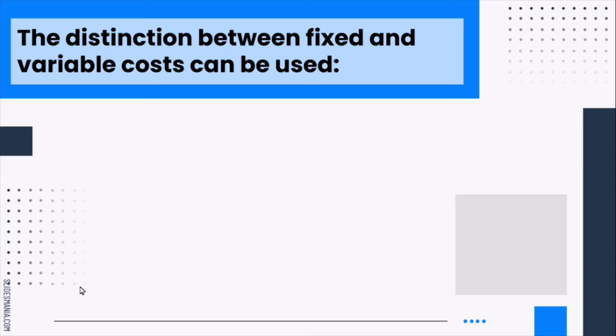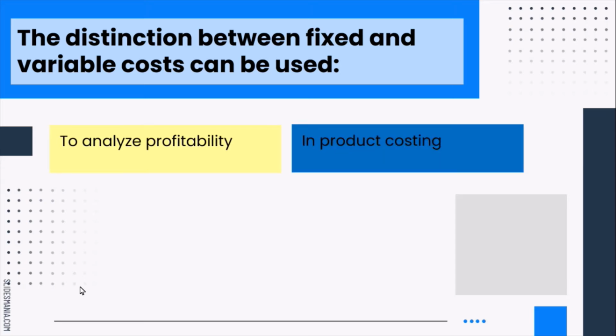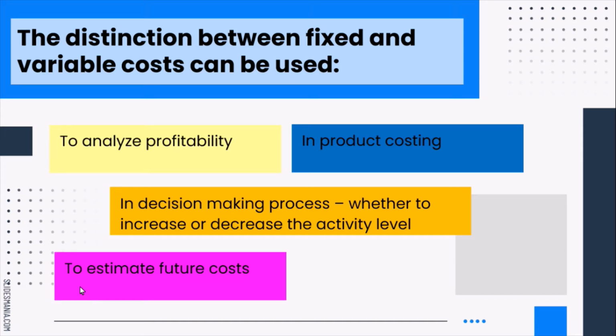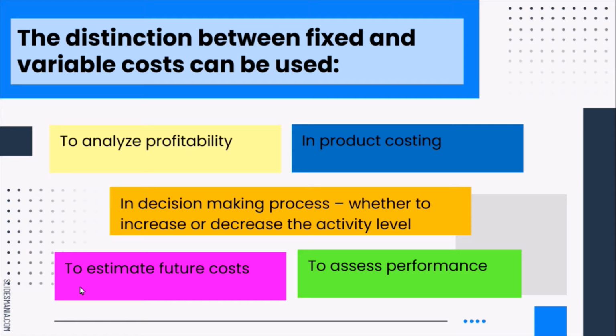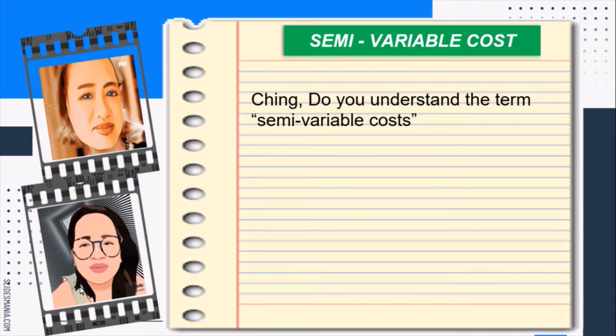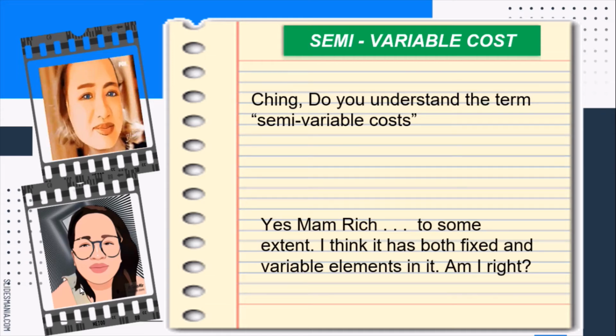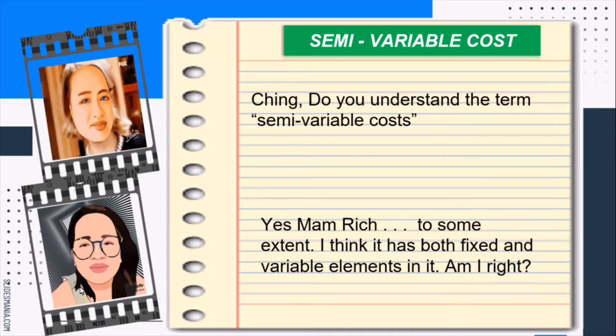So we have 5 distinctions between fixed and variable costs that can be used to analyze profitability, in product costing, in the decision-making process whether to increase or decrease the activity level, to estimate future costs, and to assess performance. Ching, do you understand the term semi-variable costs? Yes, Mam Rich, to some extent. I think it has both fixed and variable elements. Am I right?